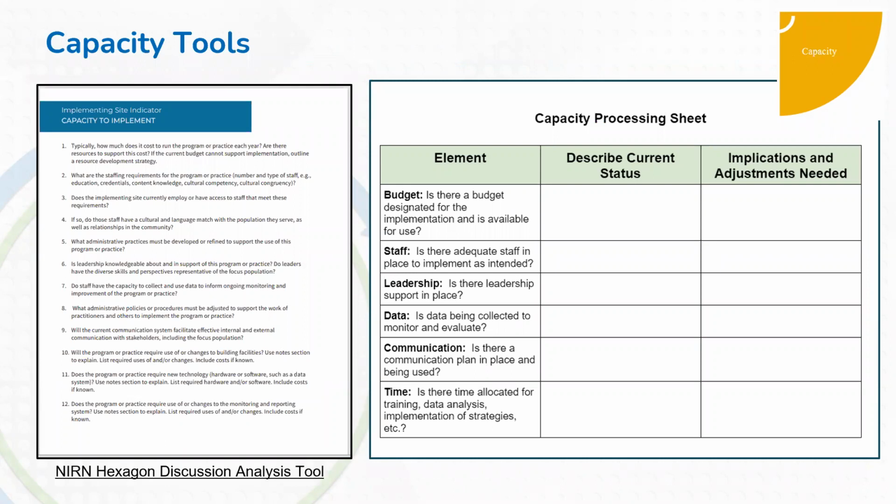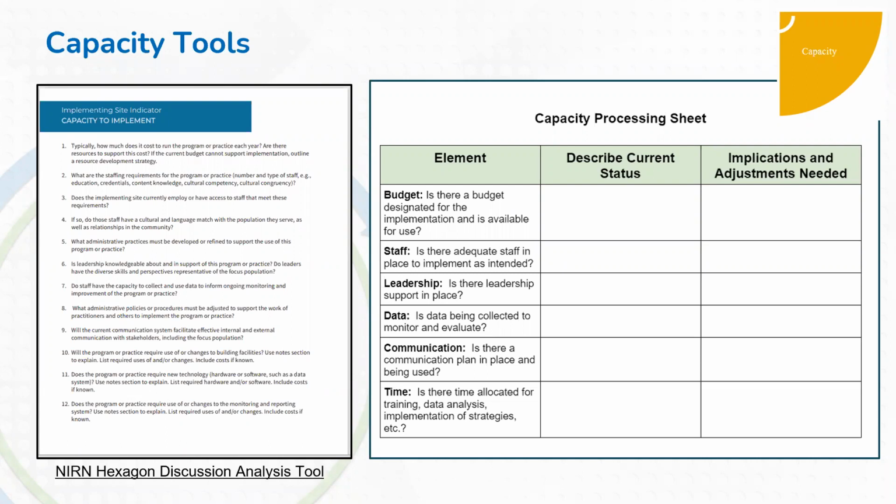The tool on this slide identifies some of the major components of capacity as identified in the NIRN hexagon tool. If following the MICIP process, the district will already have used the hexagon tool to identify its capacity as part of the planning process using the questions on the left. So the district may have decided that it has or can build the capacity to move ahead, even though all components may not be in place.